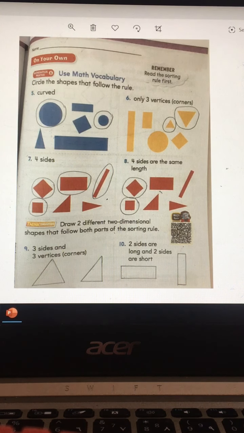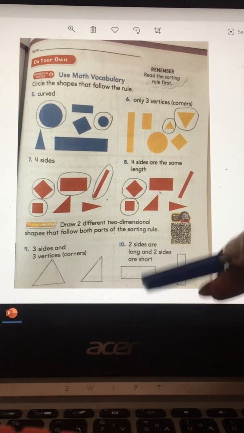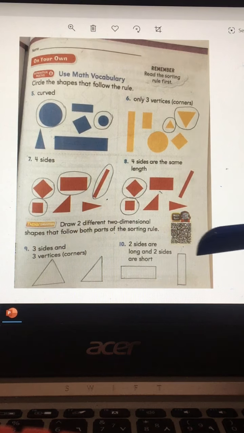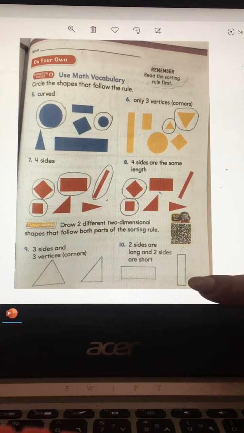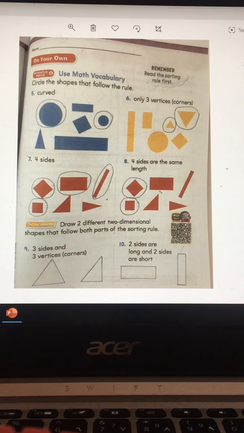Now let's move on to question number 10. The sorting rule is asking me to draw 2 shapes that have 2 sides long and 2 sides short. We said before that a rectangle has 2 longer sides than the other 2 sides. These are the 2 longer sides, and in this rectangle, these are the 2 longer sides, this side and this side. So I'm working in a correct way, because I drew 2 shapes that have 2 longer sides than the other 2 sides.